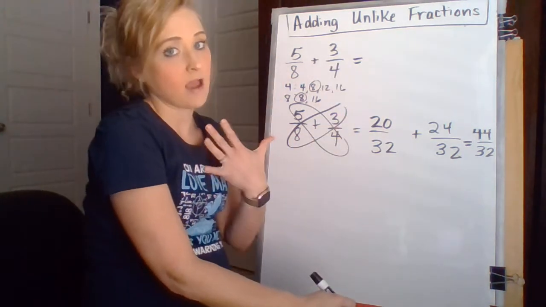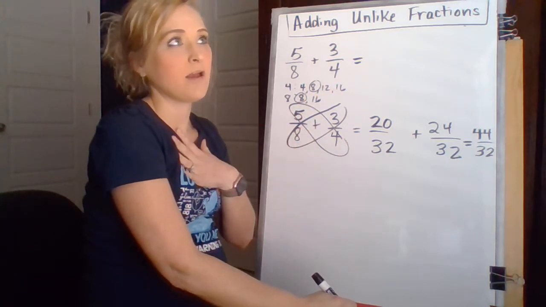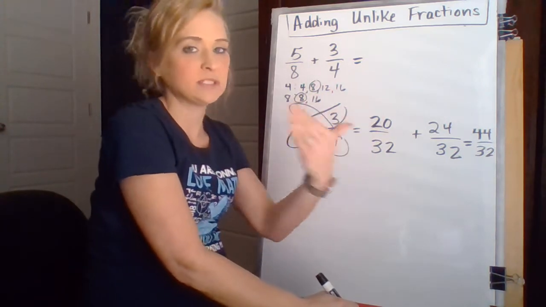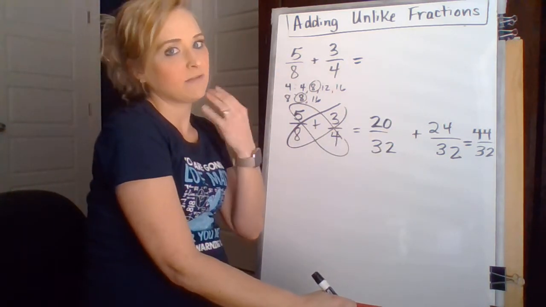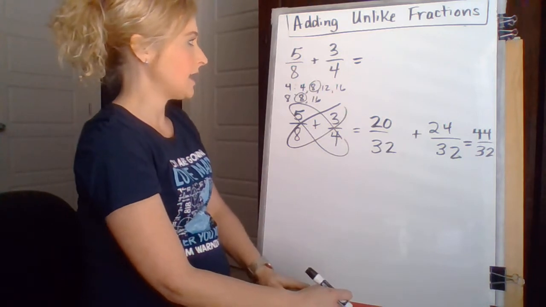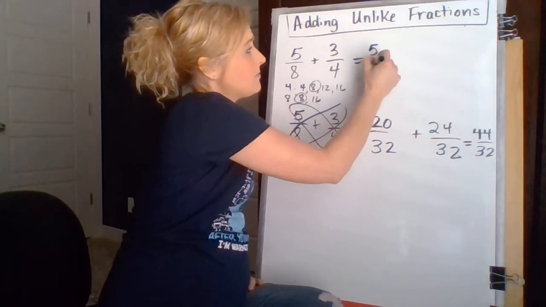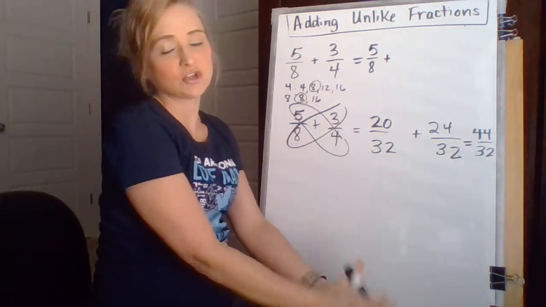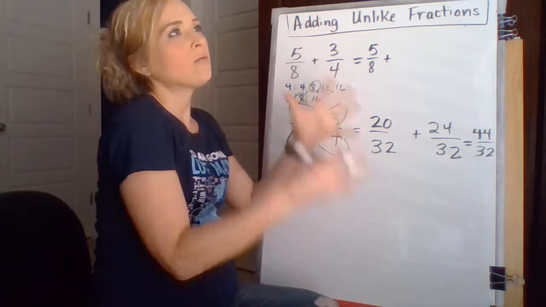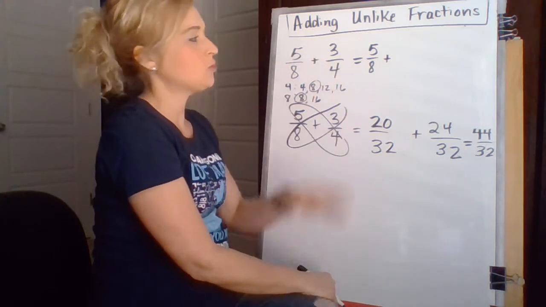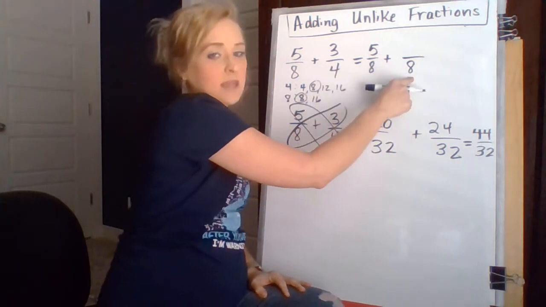And for me, I don't know about you personally, but seeing 8s in my head makes a lot more sense. If I was really dealing with this in real life, eighths are a lot easier for my brain to comprehend and see and visualize. So I could leave 5/8 the same, but then I need to change 3/4 into eighths. So I'm thinking, what ratio relationship is there between 4 and 8? In other words, what am I multiplying 4 by to get 8?